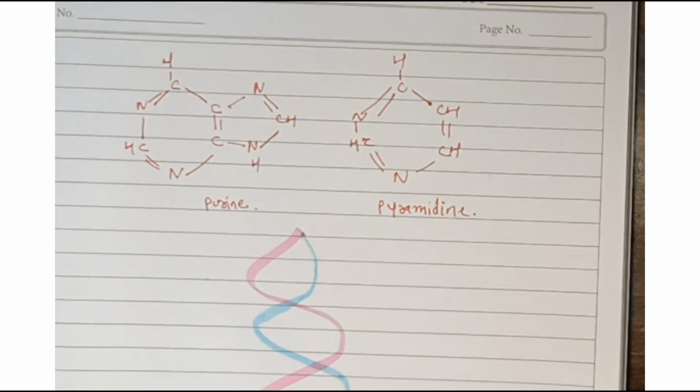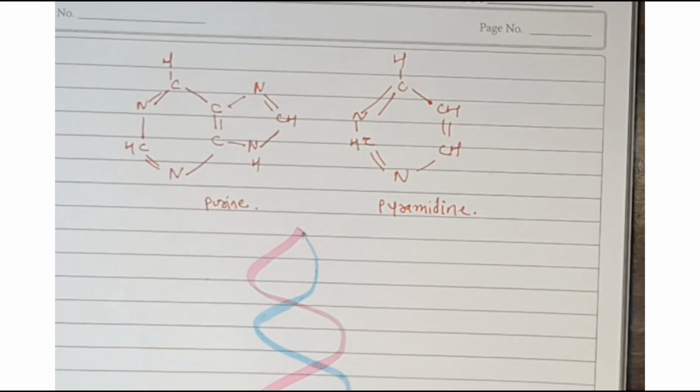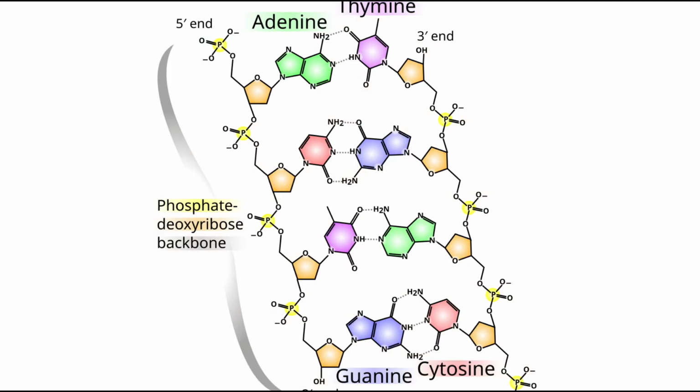So a nitrogenous base is linked to the OH, that is the hydroxyl group, at the 1' carbon of a pentose sugar through N-glycosidic linkages to form a nucleoside, such as adenosine and deoxyadenosine.